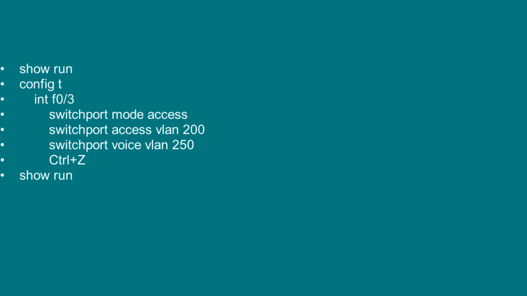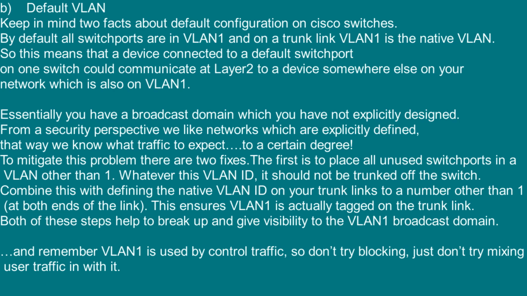Default VLAN. Keep in mind two facts about default configuration on Cisco switches. By default, all switch ports are in VLAN1, and on a trunk link VLAN1 is the native VLAN. So this means that a device connected to a default switch port on one switch could communicate at Layer 2 to a device somewhere else on your network which is also on VLAN1. Essentially, you have a broadcast domain which you have not explicitly designed.